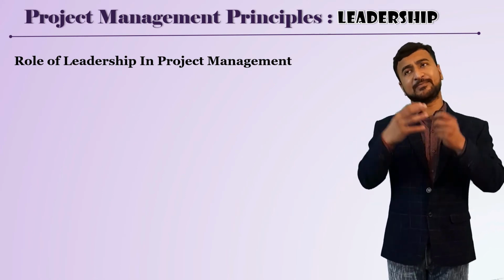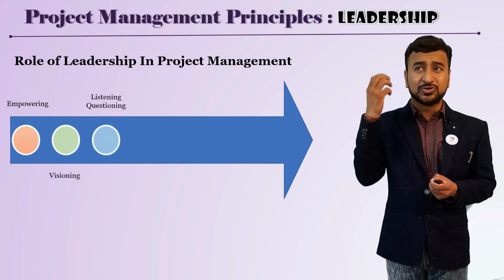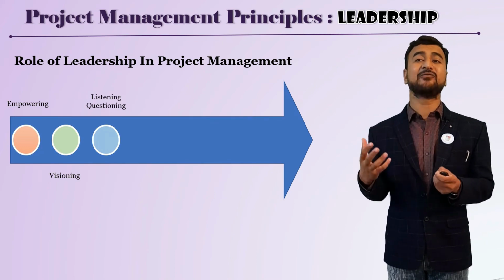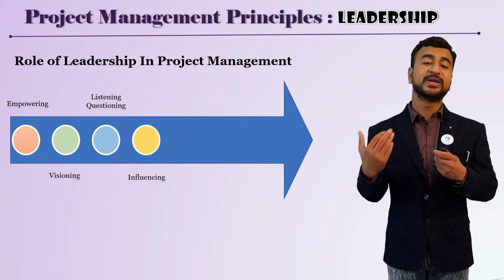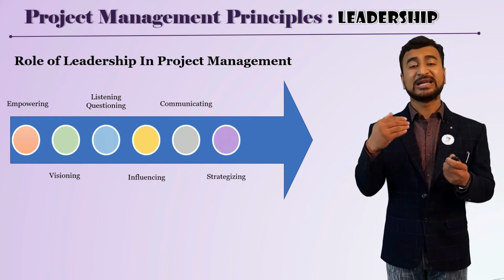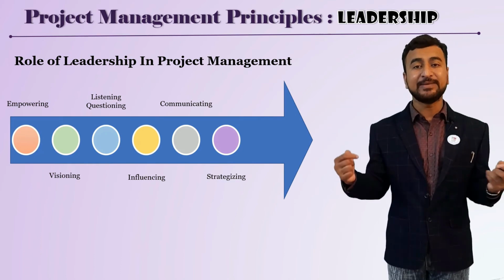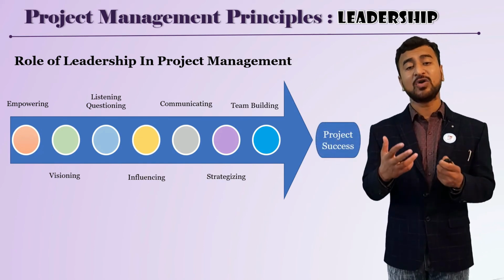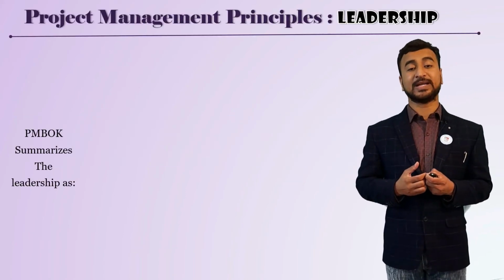What is the role of leadership in project management? These are the ways: you can empower the team, you have to show them a vision, you have to ask questions, you have to listen carefully with active listening, and develop emotional intelligence to interact with the team. You sometimes need to influence the team to achieve the goal, communicate regularly and frequently to understand their state of mind, and strategize how together you can achieve the goal of the particular project. Team building exercises, and all together you achieve the project's success. So this is the role of leadership in project management.